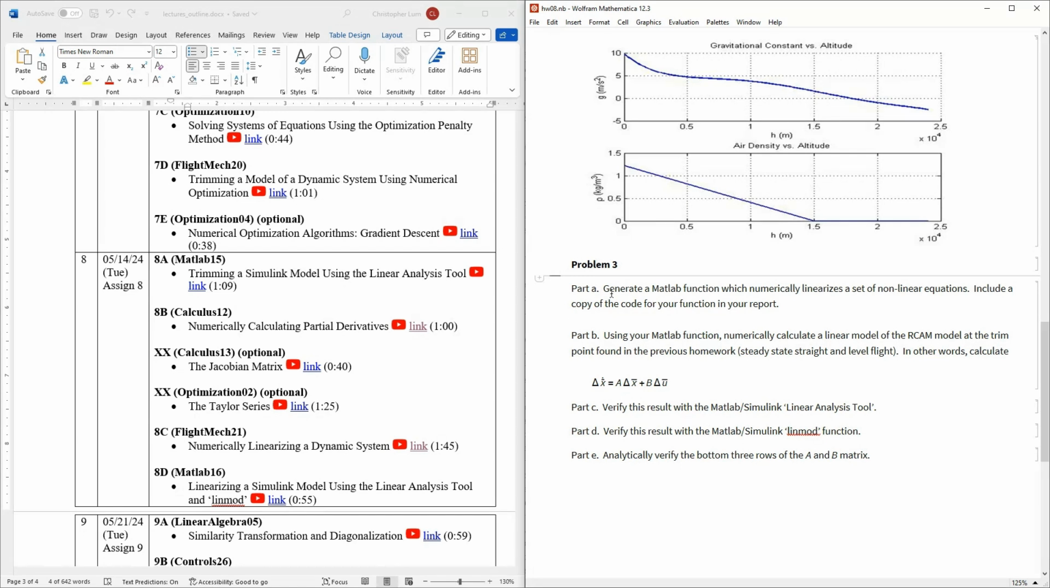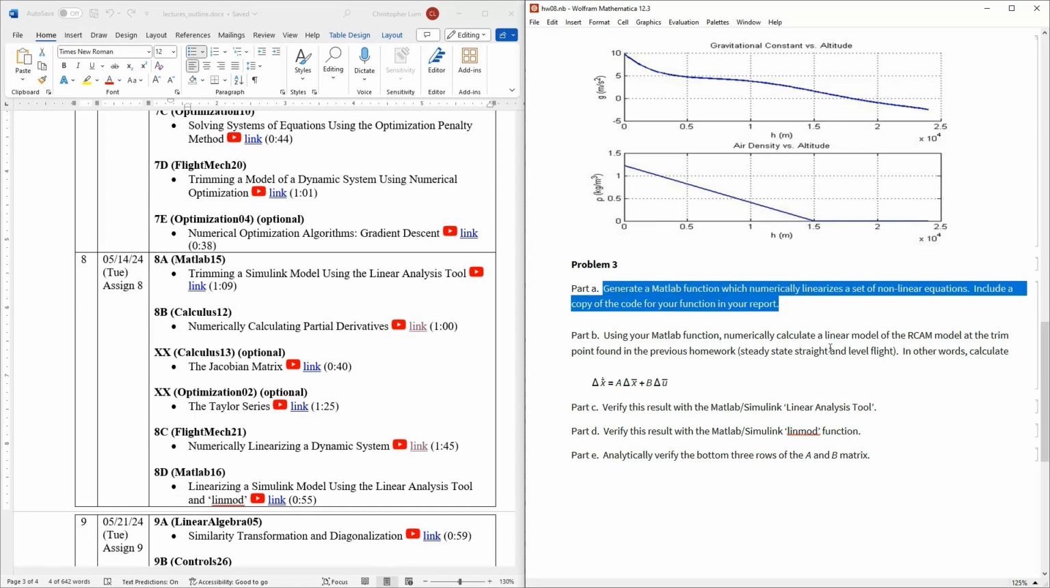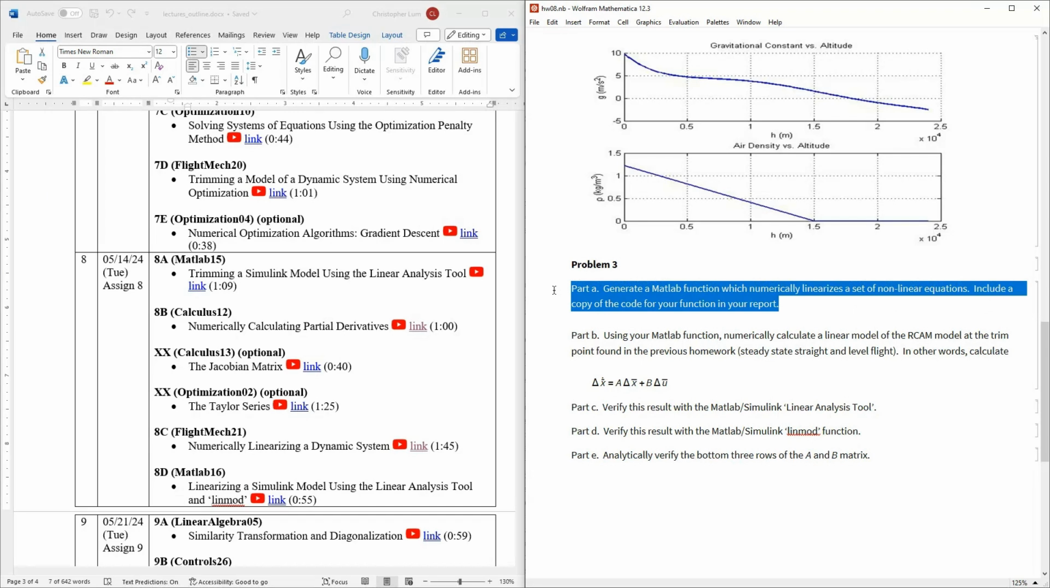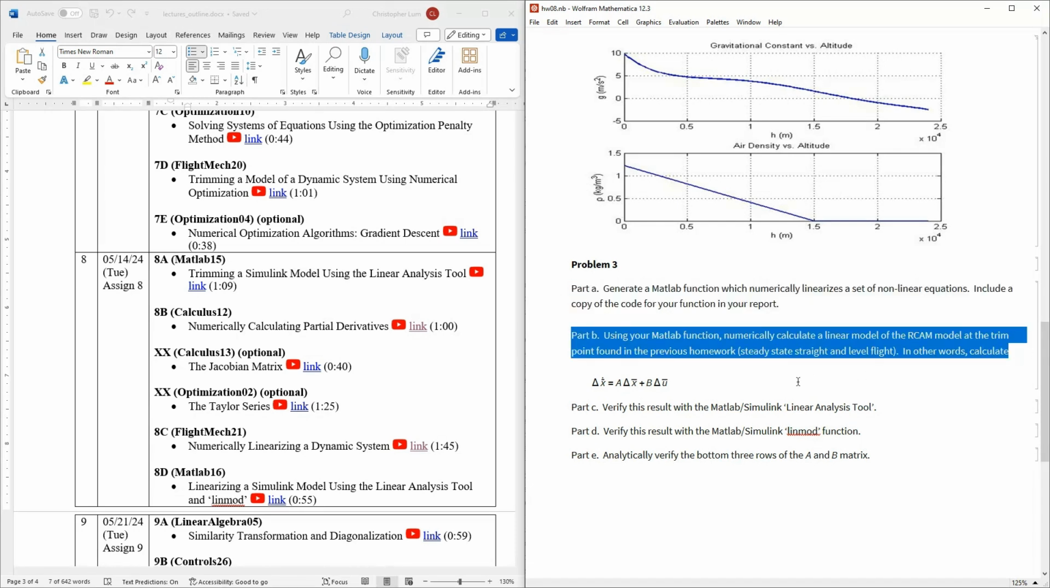For part A, I'd like you to make a function that, if you give it a set of ordinary differential equations or equations of motion, is going to go ahead and linearize it. It's going to go through this process of calculating all of these partial derivatives that we talk about in these videos. In fact, I outline in this video down here exactly how to build this function. At the end of the day in part A, you're going to have a MATLAB function that can hopefully linearize almost any set of equations of motion. And then just go ahead and apply that to the RCAM model.